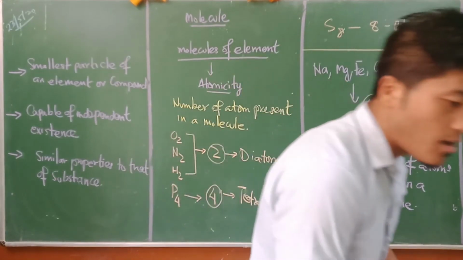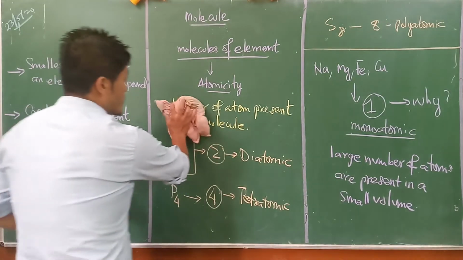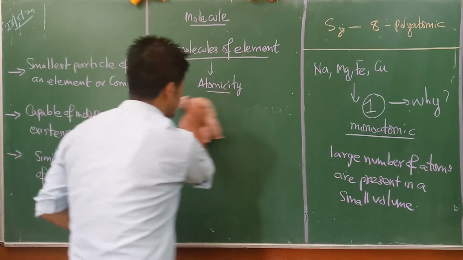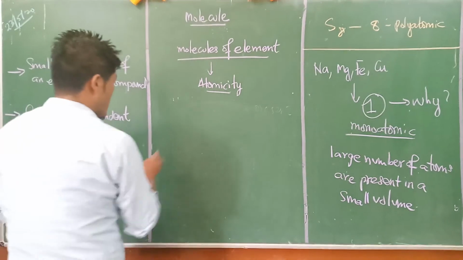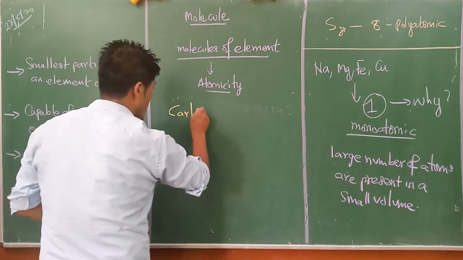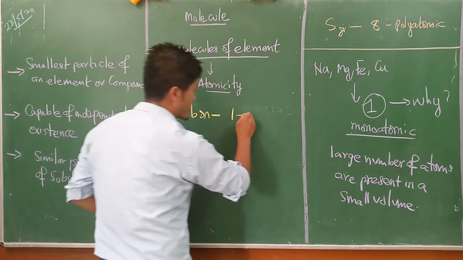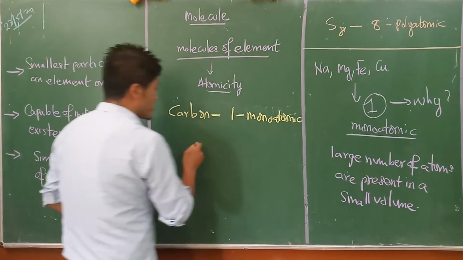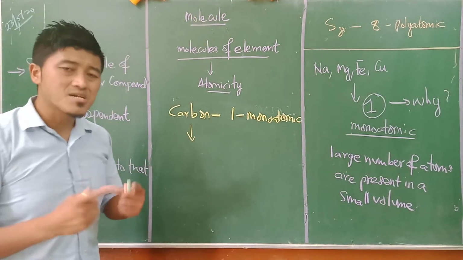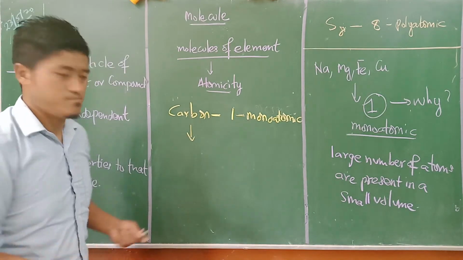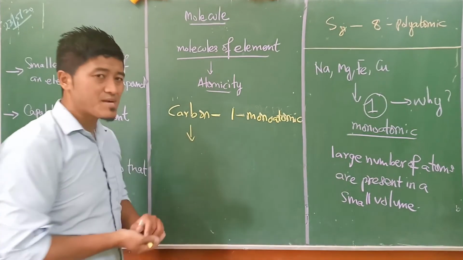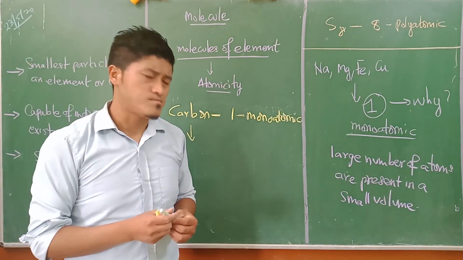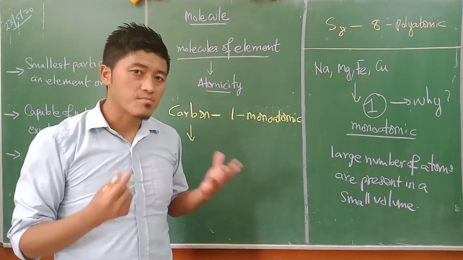But there are other monoatomic things, for example, carbon. Carbon is also referred to as monoatomic by nature. Why? Because carbon is normally made up of a large number of atoms. They come in different kinds of forms. For example, this particular chalk is carbon, and graphite, then diamond also, then Buckminster fullerene.